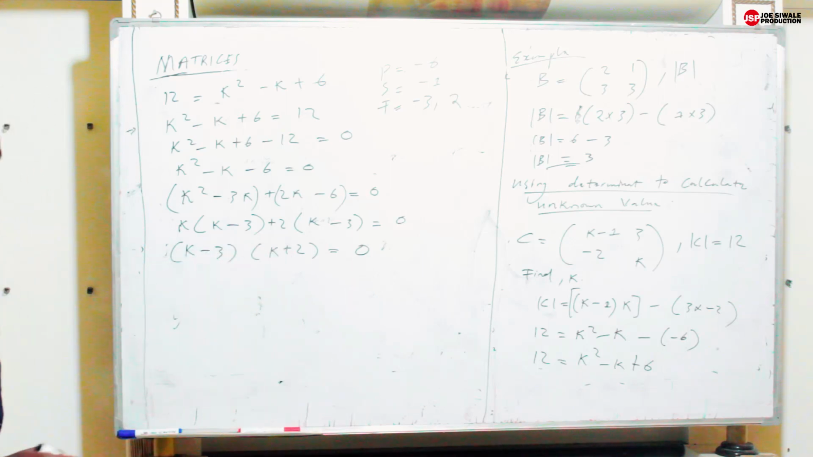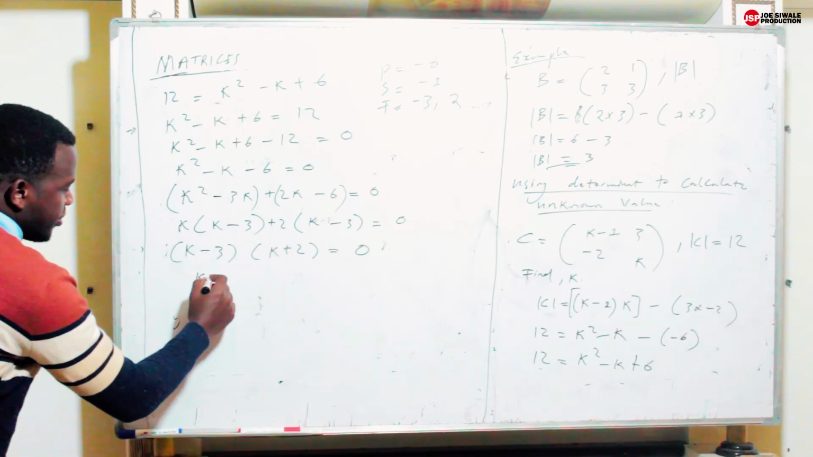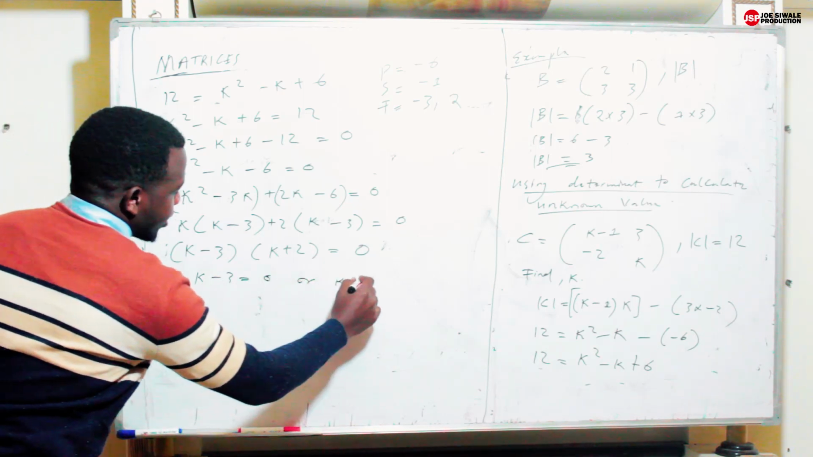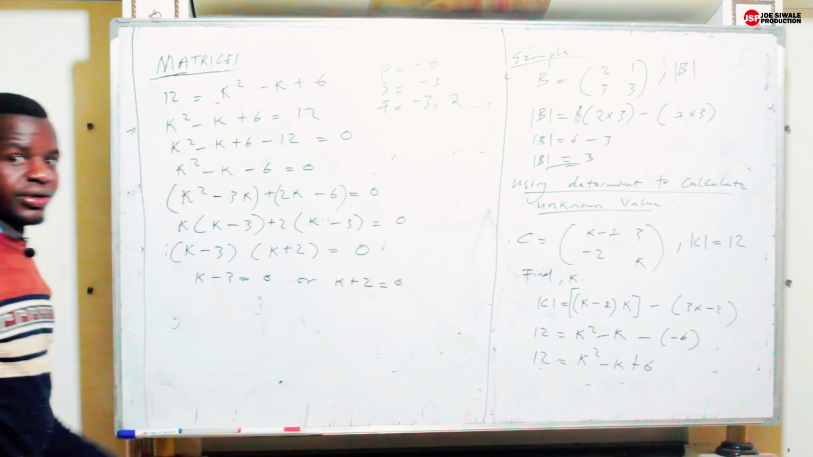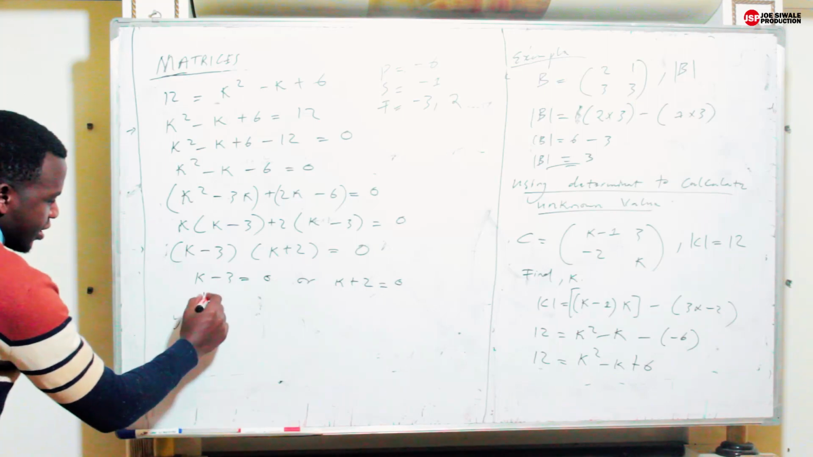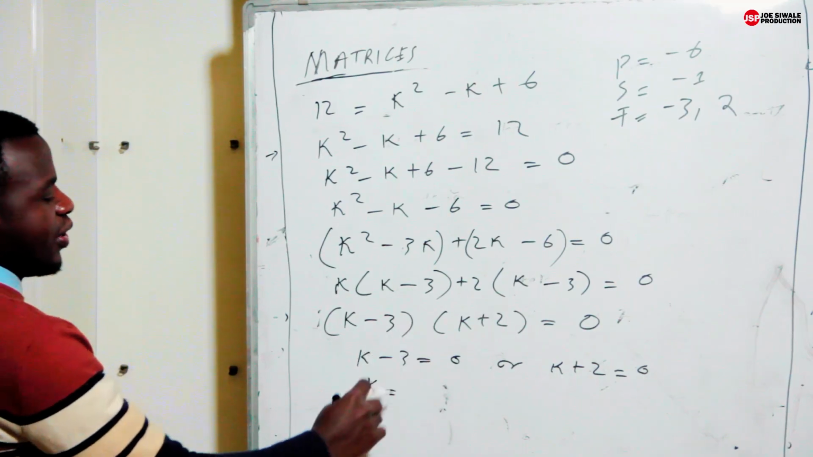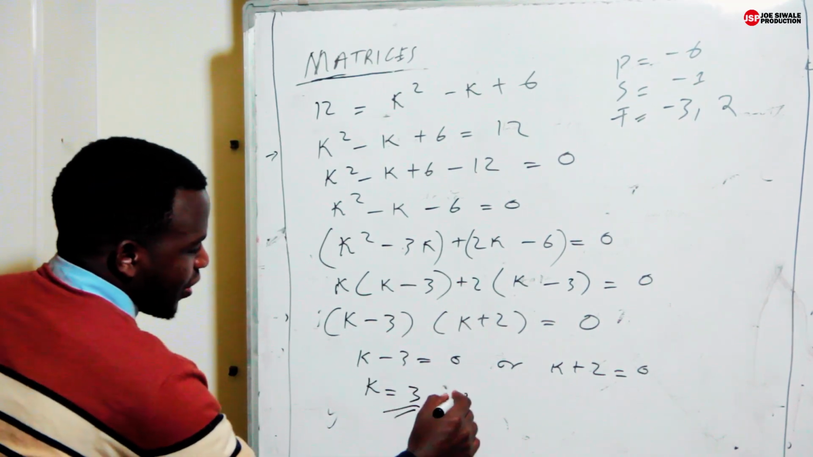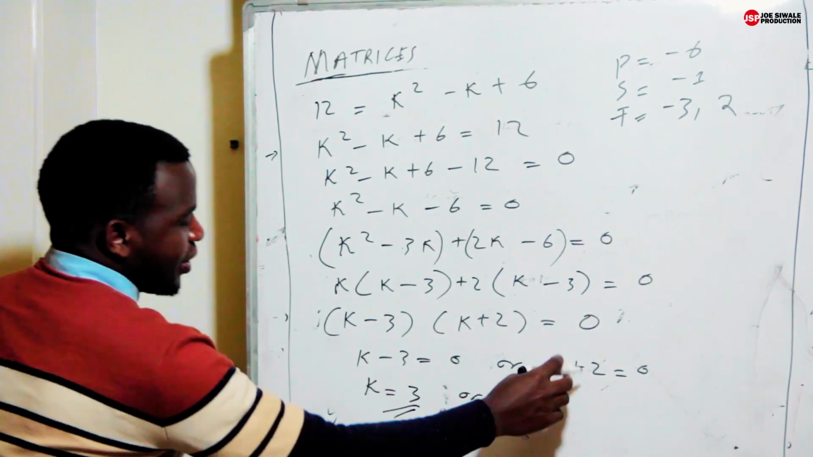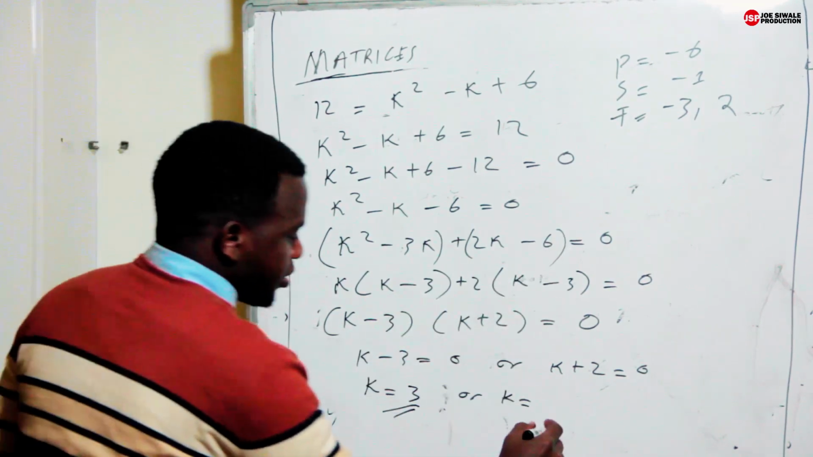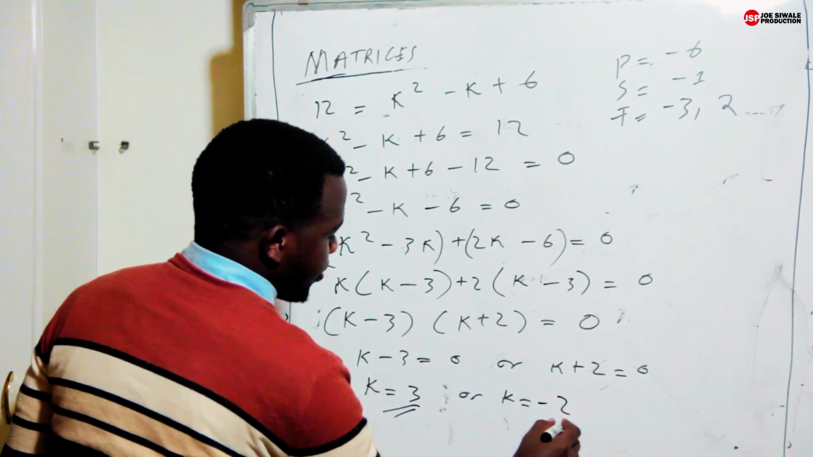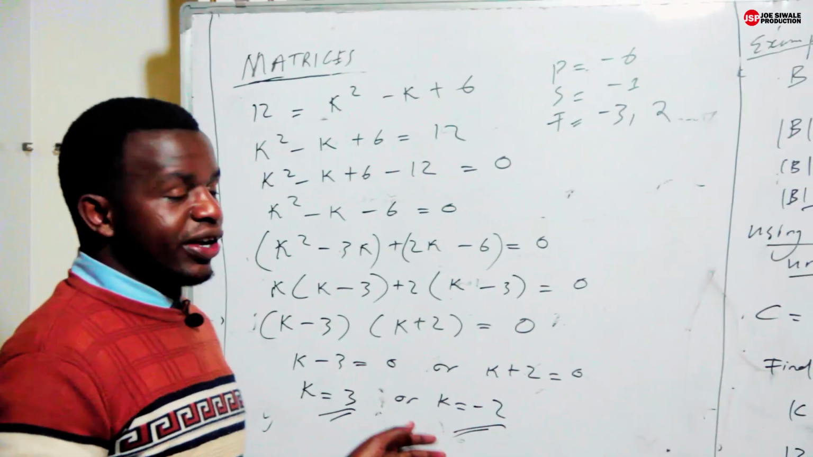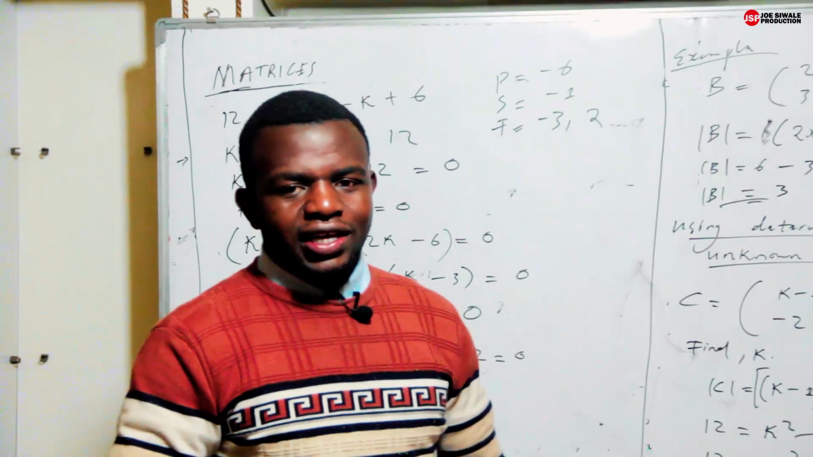So for us to find the values there, we can say K minus 3 is equal to 0, or K plus 2 is equal to 0. So we can say K is equal to, when 3 goes to the other side, it's going to be 3, or K is equal to, when 2 goes to the other side, it's going to be negative 2. So these can be the values of K. Where you have questions, please ask.